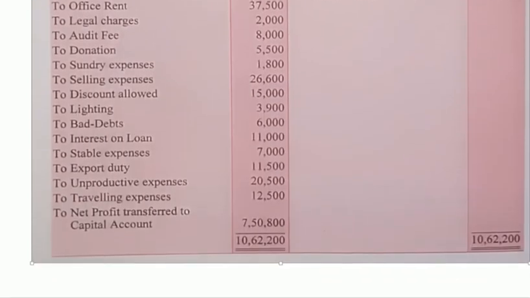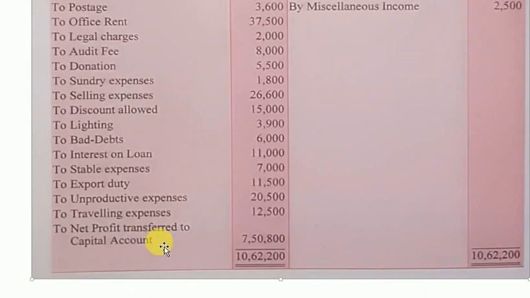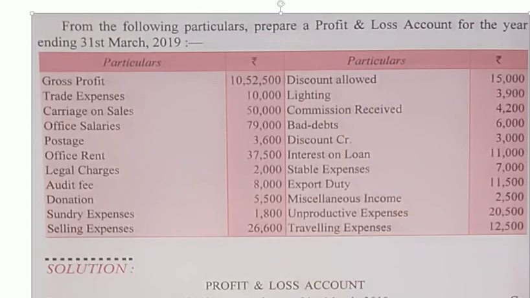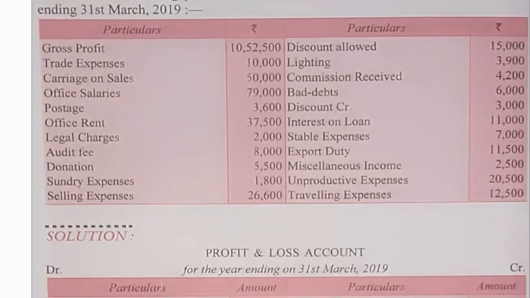So here the total credit side is more than the total debit side, and we'll get the amount of net profit over here. So with the help of these questions, we have discussed how to find out net profit or net loss. So you just try to solve the various questions related to the exercise which is given in your book.